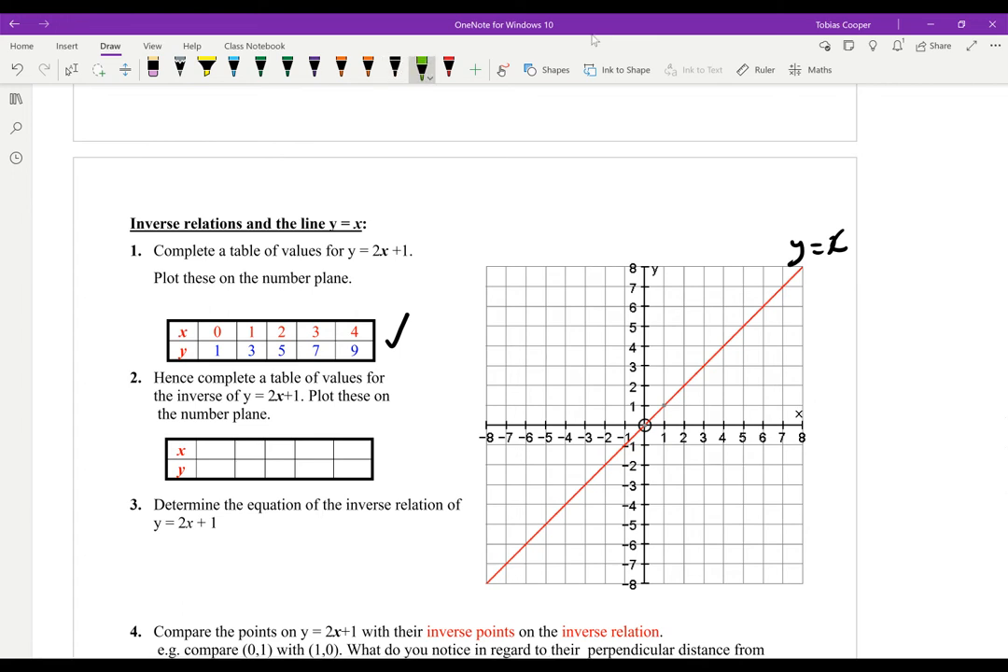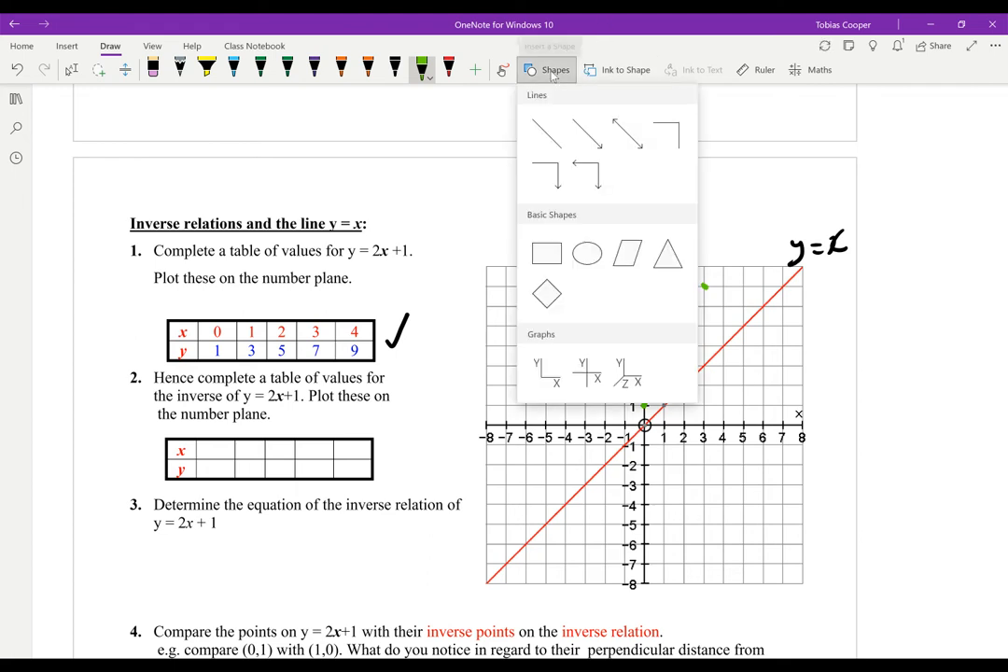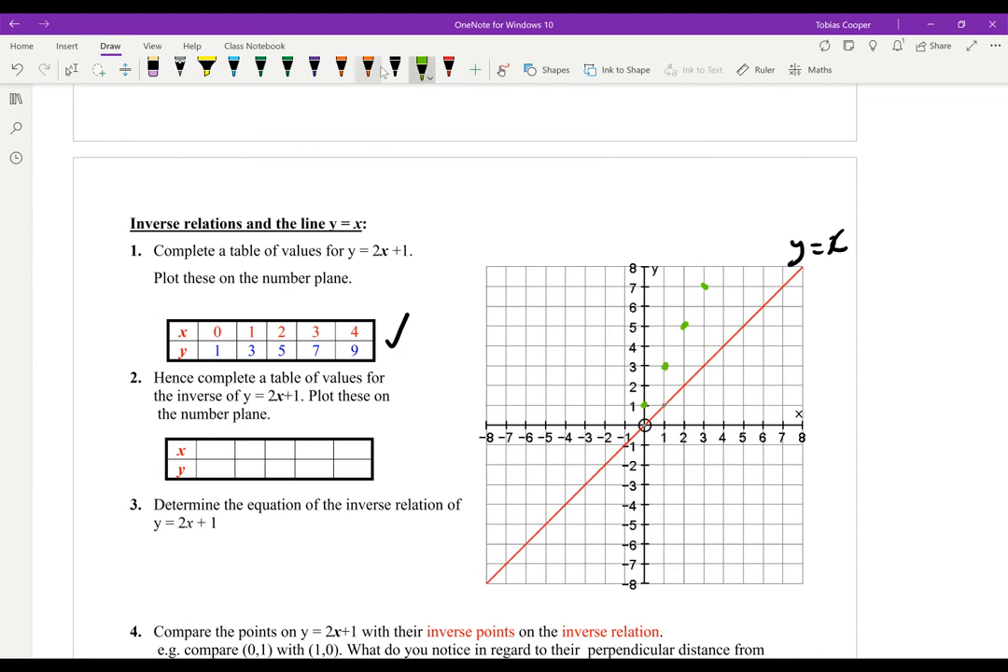Okay, so we've got 0, 1. So plot that. Then we've got 1, 3. So plot that. And 2, 5. And 3, 7. Then 4, 9. Oh, I can't fit that in. That's okay. So what I'll do is I'll get a line, and we'll just get that line there.